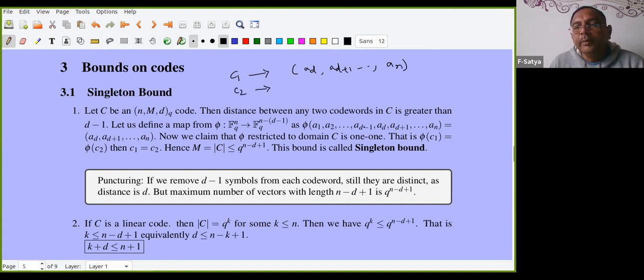is B1, B2, up to B(D-1), like that. It will map to BD and so on. So is it possible that they can be equal? That is the question. Is the question clear? Here I have to use that D is the distance. Can you suggest to me whether they can be equal?